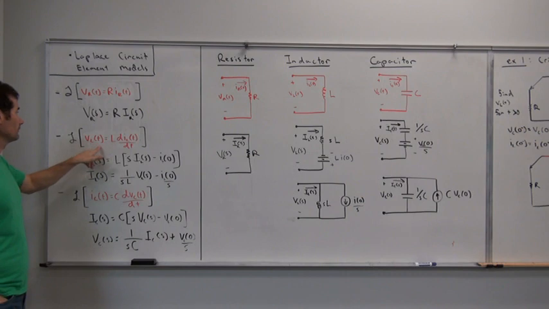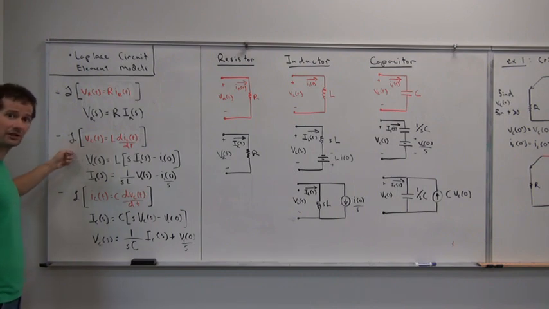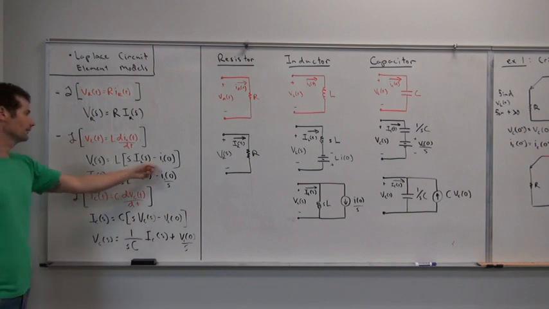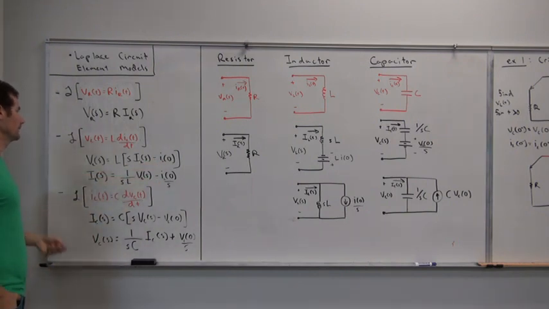Let's look at the inductor. VL of t is equal to L times diL of t over dt. Take the Laplace transformation of that: VL of s, which signifies a KVL equation directly, is equal to L times, in brackets, s times IL of s minus IL of 0. You guys have already done that before, and that signifies right there a KVL equation.